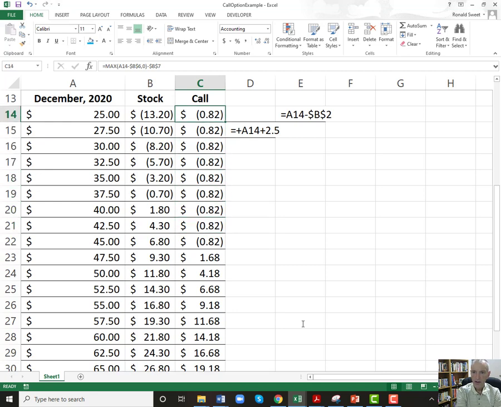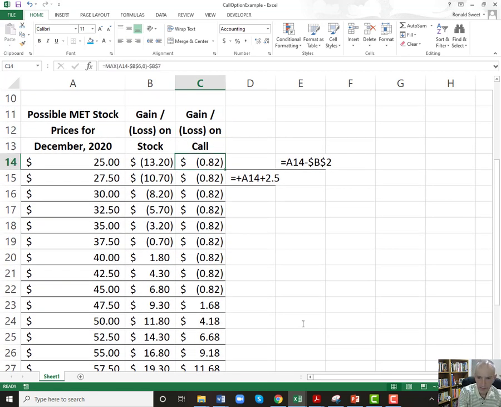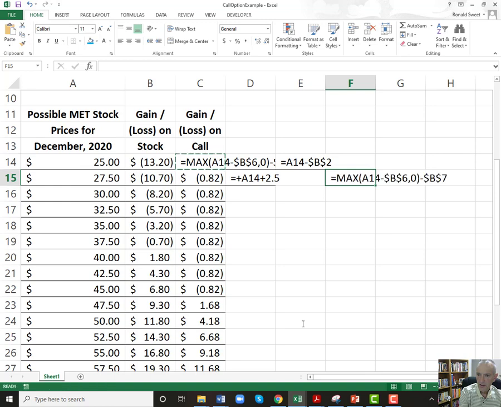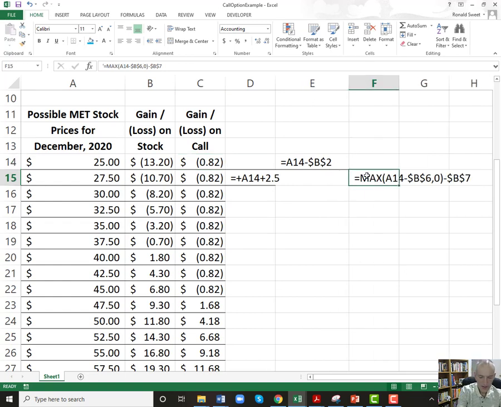All right, let me put this formula over here. We've already seen this formula. If you put everything in the exact same cells I did, then you'll see this exactly how I have it worded. So there's all of our formulas.